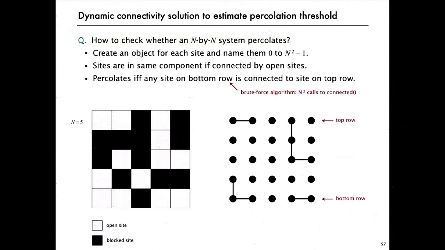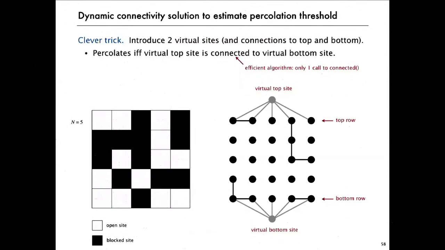The problem with that is that it would be a brute force algorithm, quadratic right on the face of it, because it would have n squared calls to find to check whether they're connected, for each site on the top, checking each site on the bottom. Much too slow. Instead, what we do is create a virtual site on the top and on the bottom, and then when we want to know whether this system percolates, we just check whether the virtual top site is connected to the virtual bottom site.